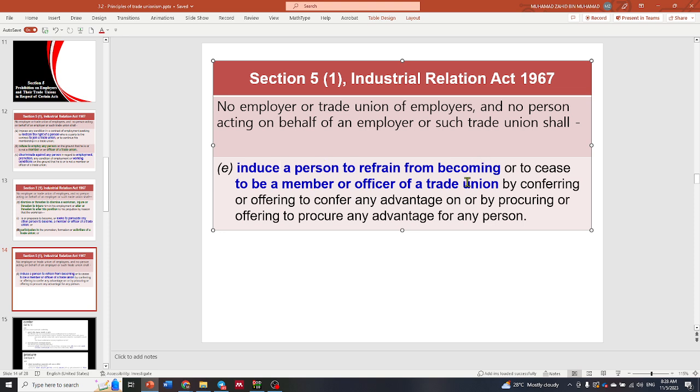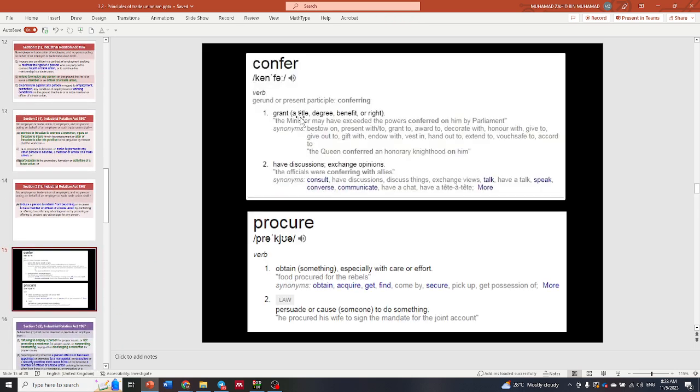So dalam ayat ni kita ada perkataan confer, dan juga ada procure. Ya, definition ni ada di sini. Confer means to give or to grant. Grant ni bermaksud I grant you a diploma in planting industry management. Contohnya VC will give you the diploma.